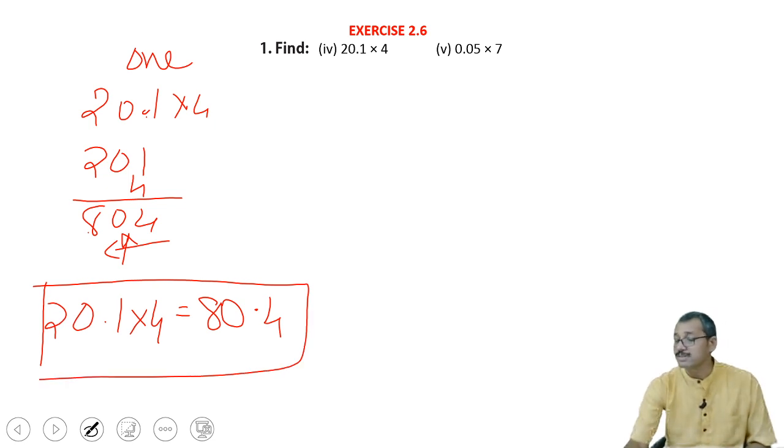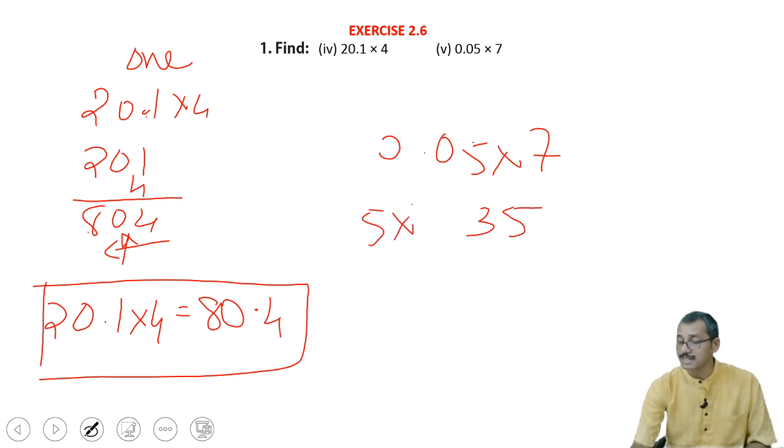Now the next is 0.05 into 7, correct? Now here what do you do? 7 5s are 35, so the answer is 35. Now how many decimal places are there? 2 decimal places are there. So from left to right 2, that is 1, 2. So here the point will come, correct? After the point, is any place there? Not there. So you have to put 0 there, okay? In the final answer.